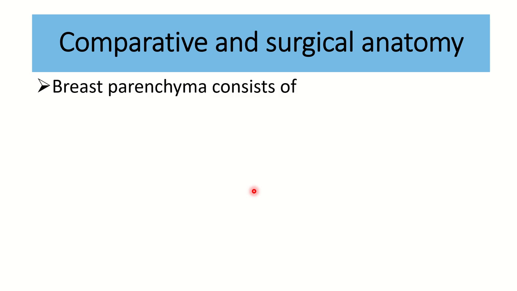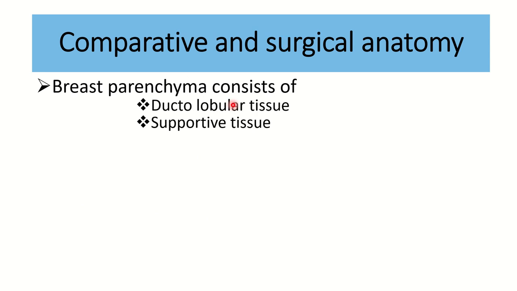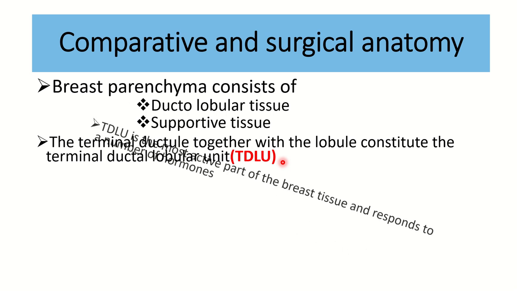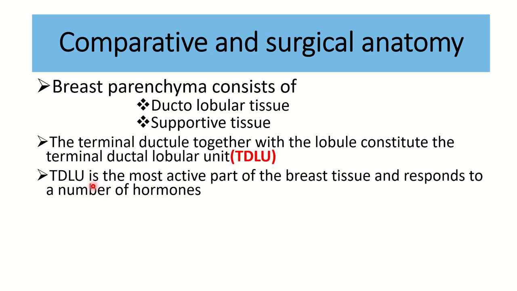Then breast parenchyma or breast tissue is composed of the ductolobular tissue and supportive tissue. This point is very important: the ductolobular tissue and supportive tissue, both form the breast. The terminal ductule together with the lobule constitutes the terminal ductal lobular unit, which is TDLU. So TDLU means the terminal ductolobular unit. It is the functional area of the breast. Here we can see the terminal ductal lobular unit is the most active part of the breast tissue and responds to a number of hormones.